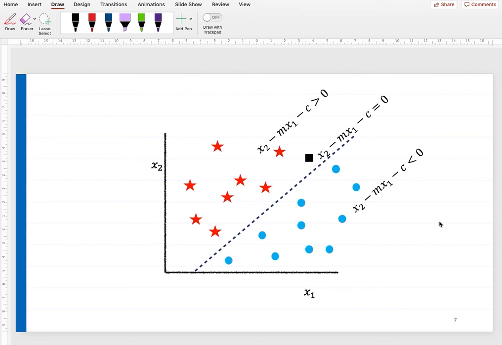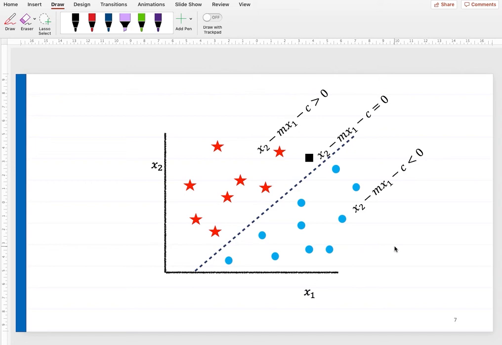And how do you know which side you are on? You take an unknown point, let's say this point, and put it into this equation. If you get a value equal to 0, that will mean you are exactly on the boundary. And if it is greater than 0, it means you are on this side. And if this whole thing is less than 0, you are on this side.